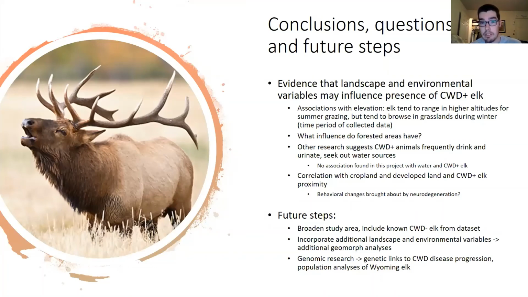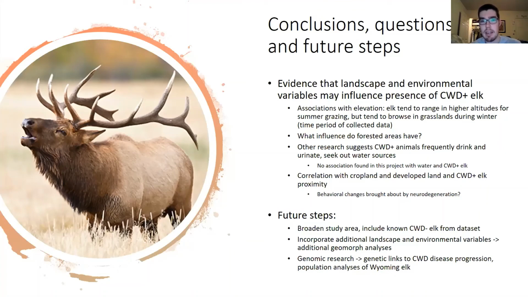There are known associations with elevation, obviously, with elk. They tend to range in higher altitudes for summer grazing, but tend to browse in grasslands during winter, which happened to be the time period of data collected for my project. So it maybe makes sense that grassland and scrubland features were highly associated. I'm curious to find out in the future what influence forest areas have. I don't entirely know, and I couldn't really hazard a guess right now.